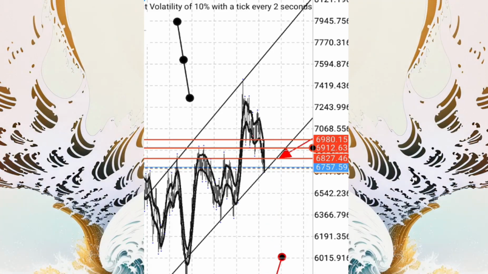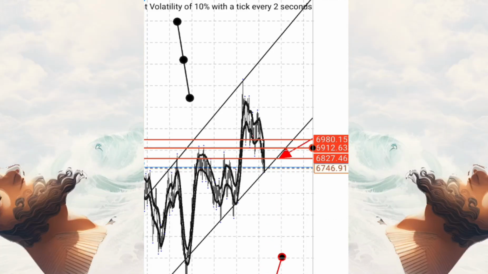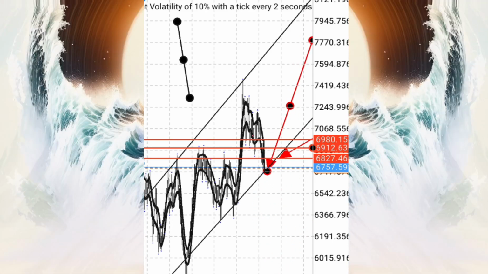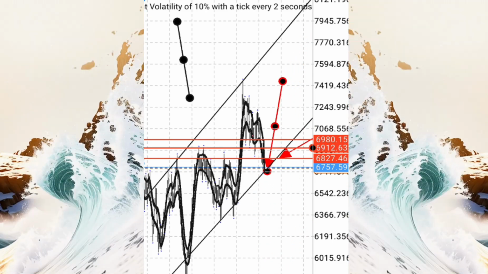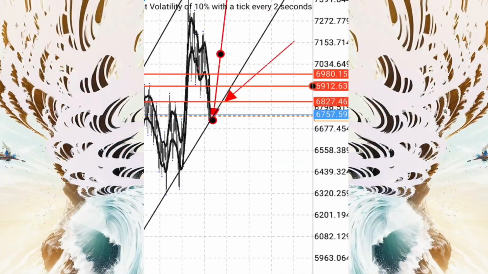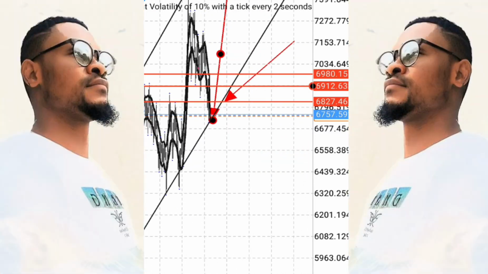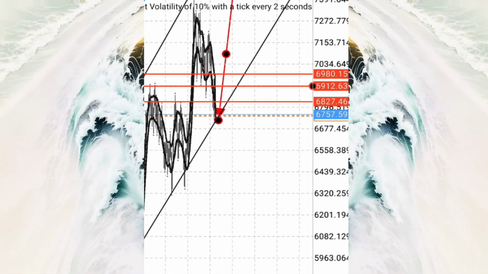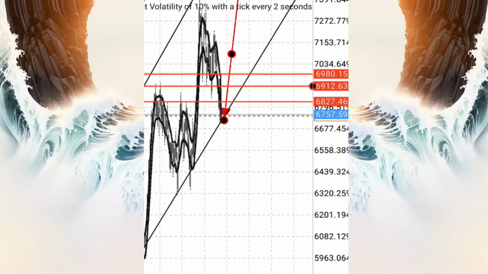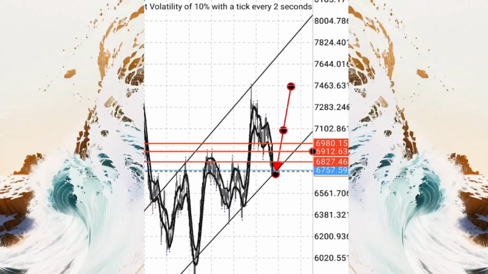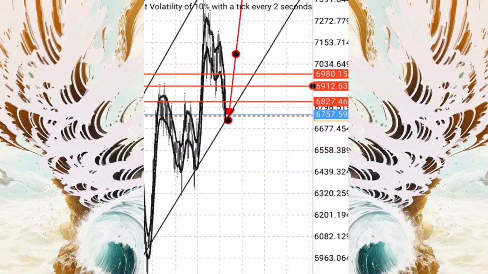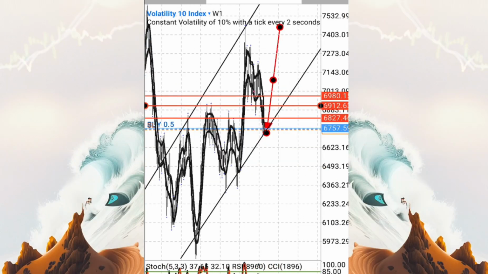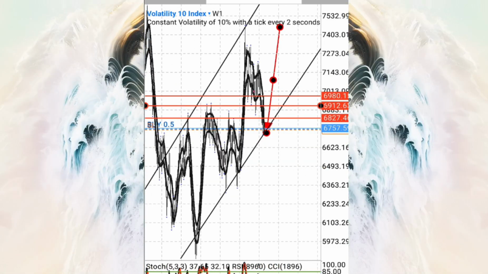You can start buying this market immediately. You can start buying this market up immediately. You can see the market is heading up, so take a buy. We're expecting this market to start going up. So take a buy. So that is the analysis for the week on volatility 10 index. Buy this market immediately and take it up to the next level, volatility 10 index.